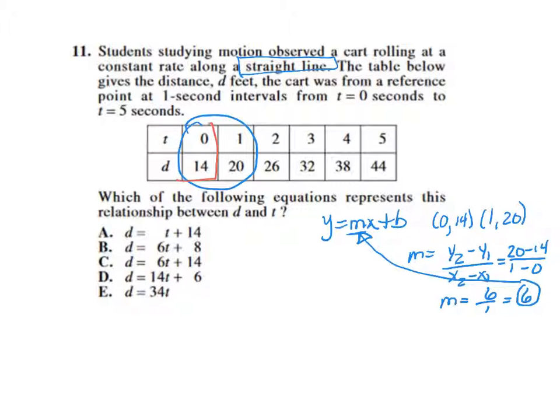Now we need to find our y-intercept. If you look at your first point, that actually gives us our y-intercept. Our y-intercept would be b, and the reason is because x is 0. Putting this in terms of our equation, notice instead of x, it's t, and instead of y, it's d. So d equals our slope, which we calculated was 6, times t, plus b, which we figured out was 14. So the correct equation would be the letter C.